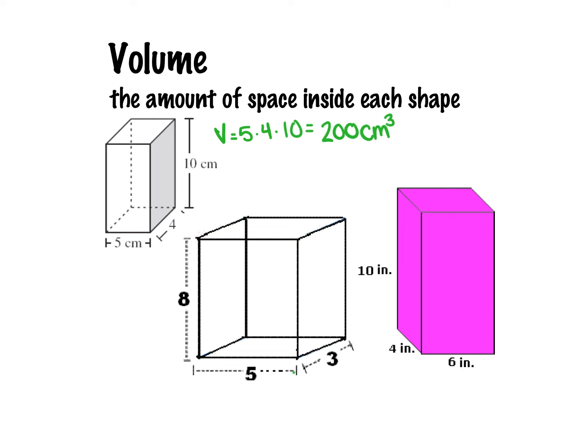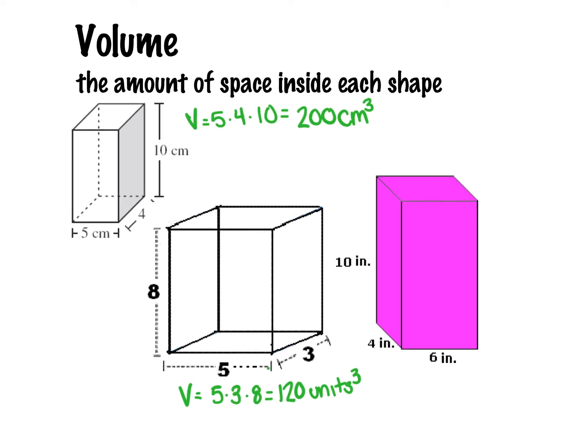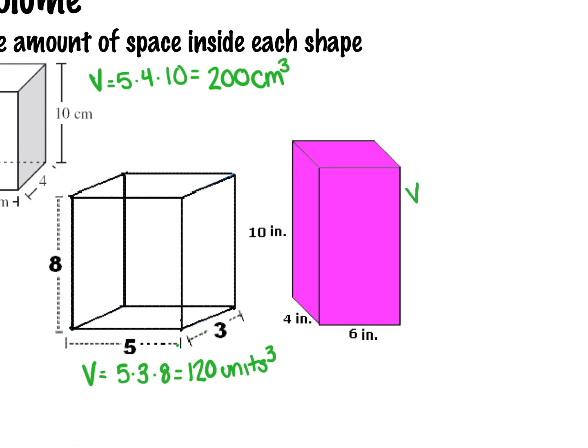Down here for the middle one, we have 8, 5, and 3 as our dimensions. So again, we're going to do length times width times height. So 5 times 3 times 8 gives us 120. In this case, we don't have any label on this, so we're just going to call that 120 units cubed. And then finally for this magenta one over here, our dimensions are 4, 6, and 10. So we're going to multiply together 4 times 6 times 10, which is 240 inches cubed.